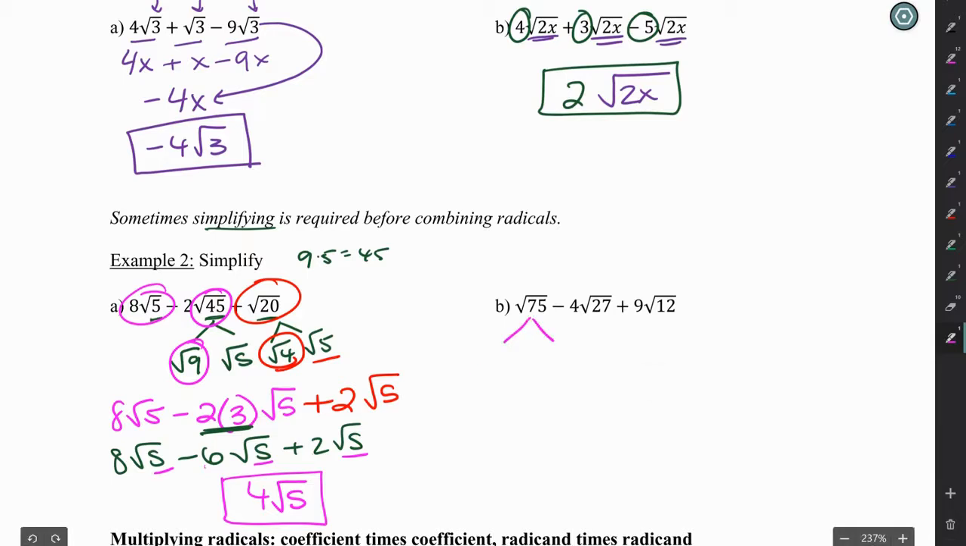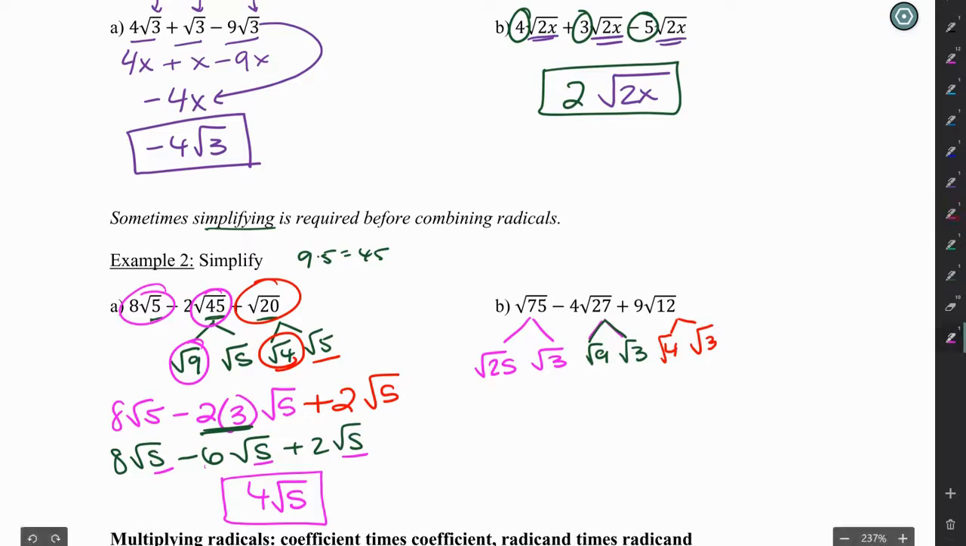75 would be the square root of 25 times the square root of 3. 27 would be the square root of 9 times the square root of 3. And 12 would be the square root of 4 times the square root of 3.